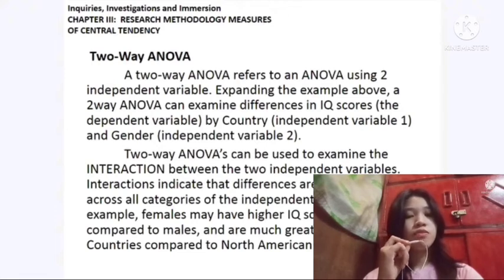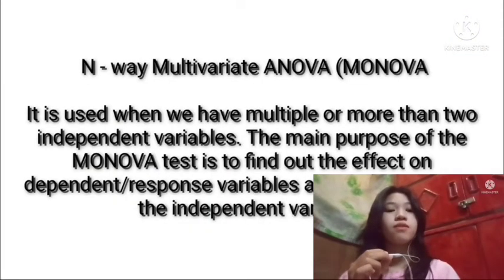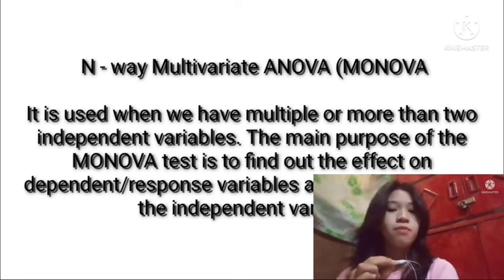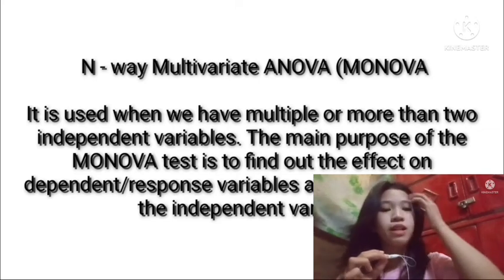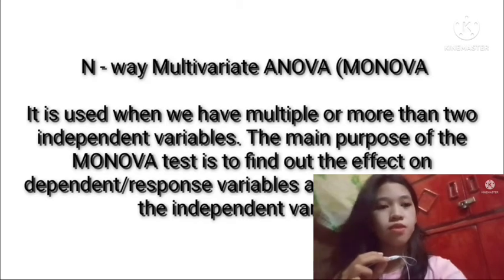Factorial ANOVA uses more than one category as an independent variable. Ginagamit din ang two-way ANOVA sa mga research na gumagamit ng factorial designs. Factorial ANOVAs can be balanced or unbalanced. Third is n-way ANOVA or MANOVA. It is used when we have multiple, or more than 2, independent variables. The main purpose of using the ANOVA test is to find out the effect on dependent or response variables against a change in the independent variable.